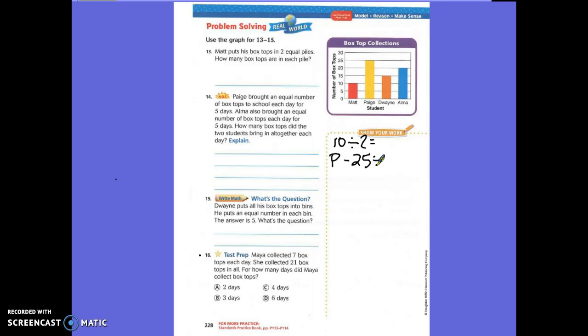So this is our dividend. What's our divisor going to be then? 5. Okay, if you have to do the problem, or you need to do a repeated subtraction, or you need to draw a picture, you do whatever you need to do to find this answer. Go. Okay, so what did you guys figure out? What's 25 divided by 5? 5.